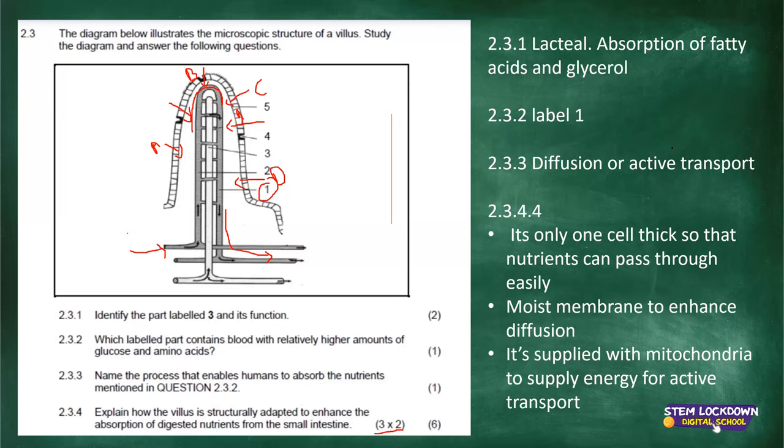All right, another option that you guys could have written for question 2.3.4 is that it has microvilli, right, which increases the surface area and allows for greater absorption.